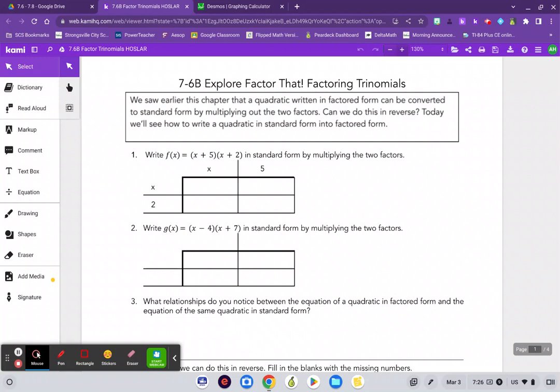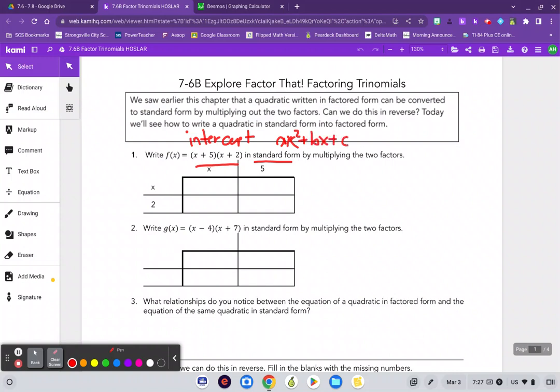So number one says, f of x, which is equal to x plus 5 times x plus 2, in standard form by multiplying these two factors. Remember, we actually called this intercept form or factored form. We're going to put this into standard form, and standard form is that ax squared plus bx plus c.